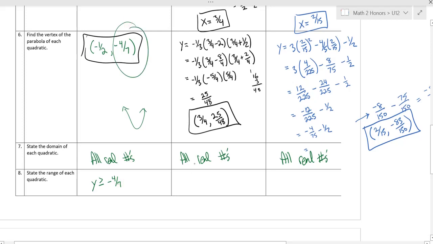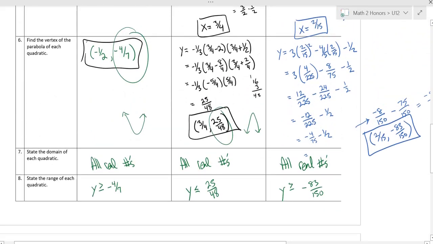The next one opens down, so it's going to be all y values less than or equal to 25 over 48. Again, I'm grabbing the y value. And the last one opens up, so y is greater than or equal to negative 83 over 150. And there is the range of each of those.